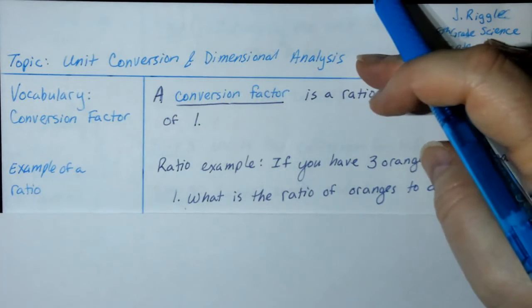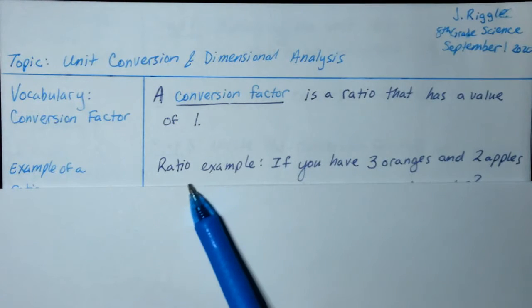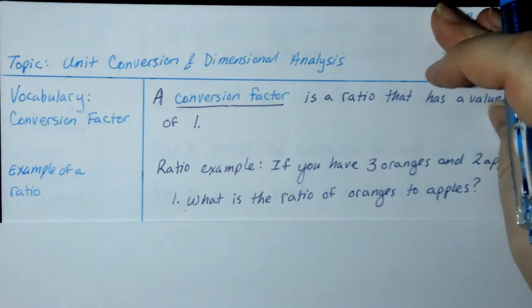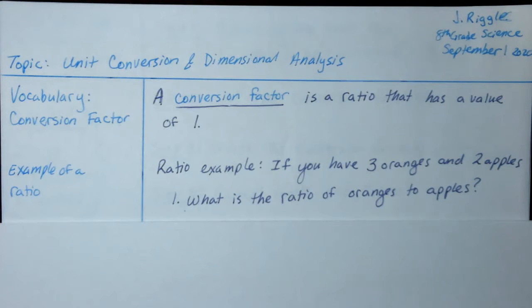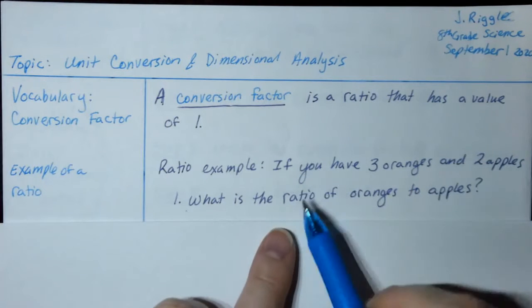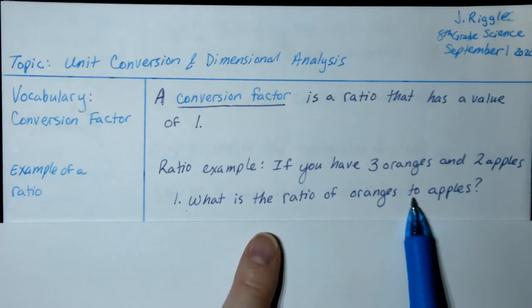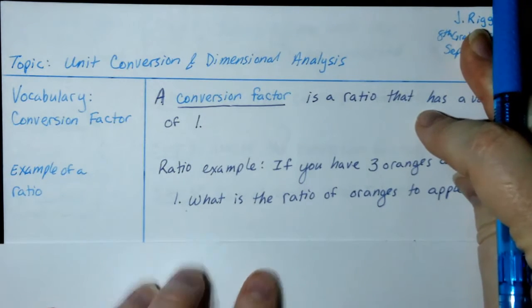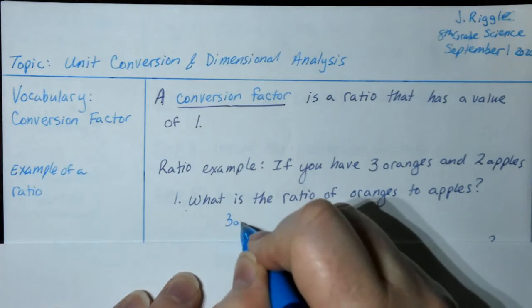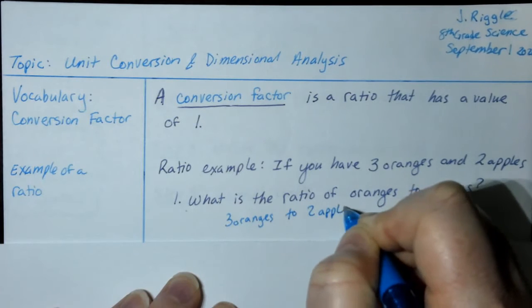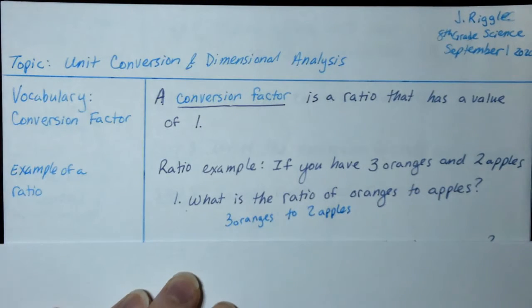So what is an example of a ratio? A ratio example could be if you have 3 oranges and 2 apples, what is the ratio of oranges to apples? So this is something you've probably done in math before. Basically, it's the comparison of oranges and apples. So what is the ratio of oranges to apples? Well, I can write it as 3 oranges to 2 apples. Or, how else could I write this?